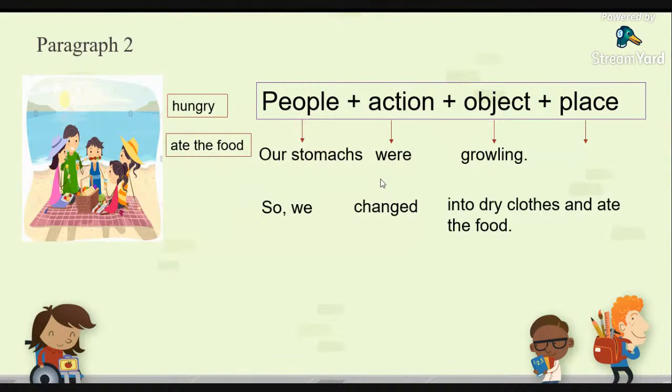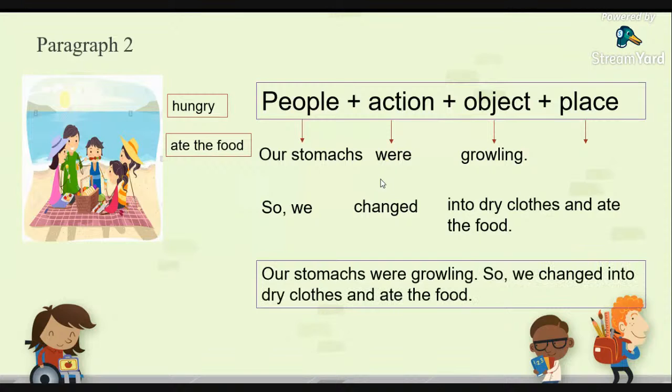So again, with this one picture, we can have two sentences. Okay. Our stomachs were growling. So, we change into dry clothes and add the food. Perut kami dah berbunyi. Jadi, kami pun tukar baju dan makan makanan.